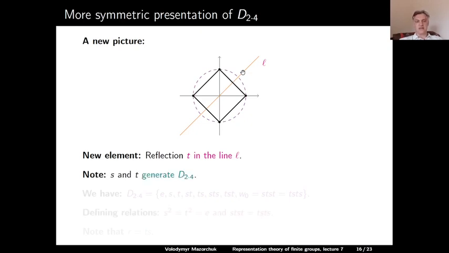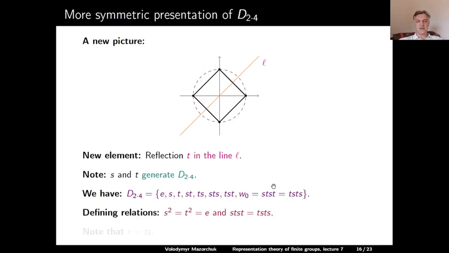Then the elements S and T generate the dihedral group, and now we can write the whole dihedral group as the collection of the following elements: E, S, T, ST, TS, STS, TST, and the element W0, which is equal to STST and TSTS. So the defining relations of the dihedral group with respect to the generators S and T are as follows: S square and T square are equal to the identity, and STST is equal to TSTS.